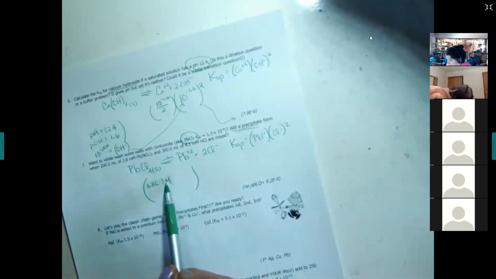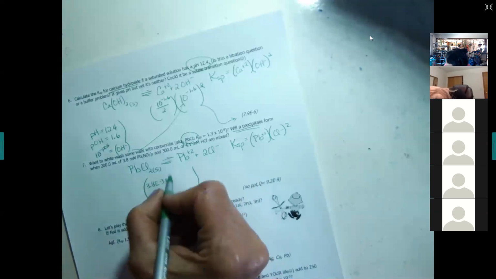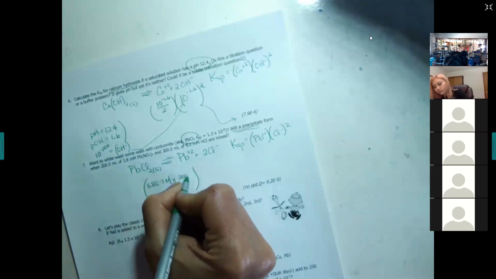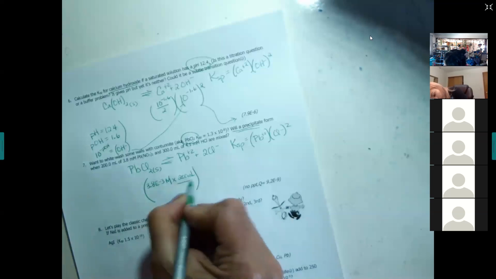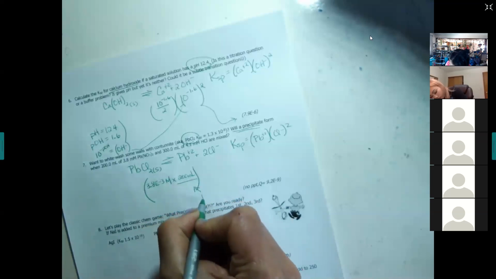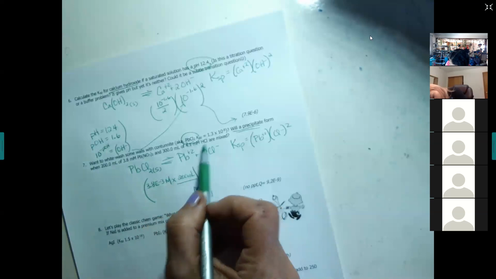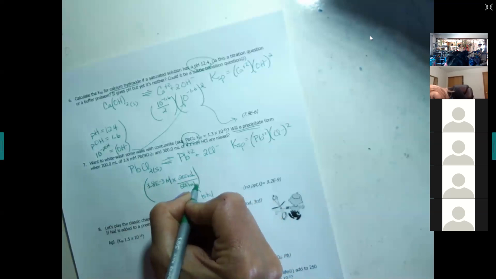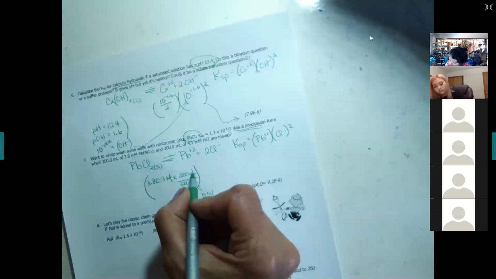What we're really doing is M initial times initial volume, which is the 200 milliliters. You can change it to liters or you can leave it in milliliters, only because we're going to cancel the volume out and divide by the total, which is the 300 plus the 200. If you're ever unsure, go to liters. But since we have milliliters over milliliters, they cancel.